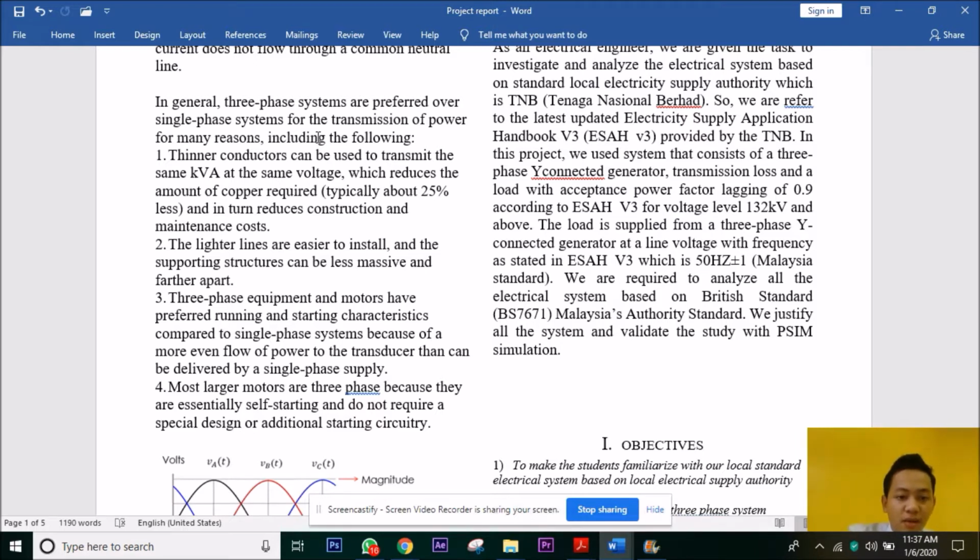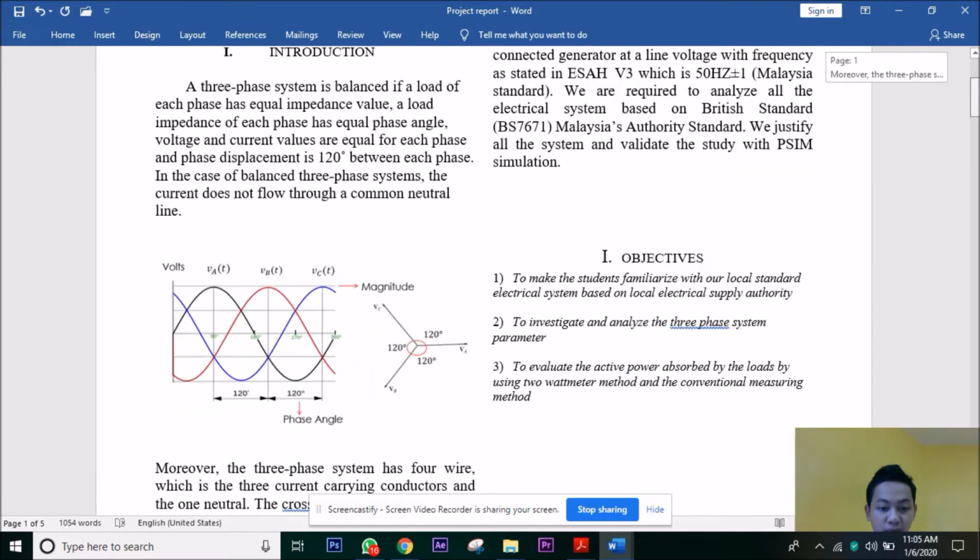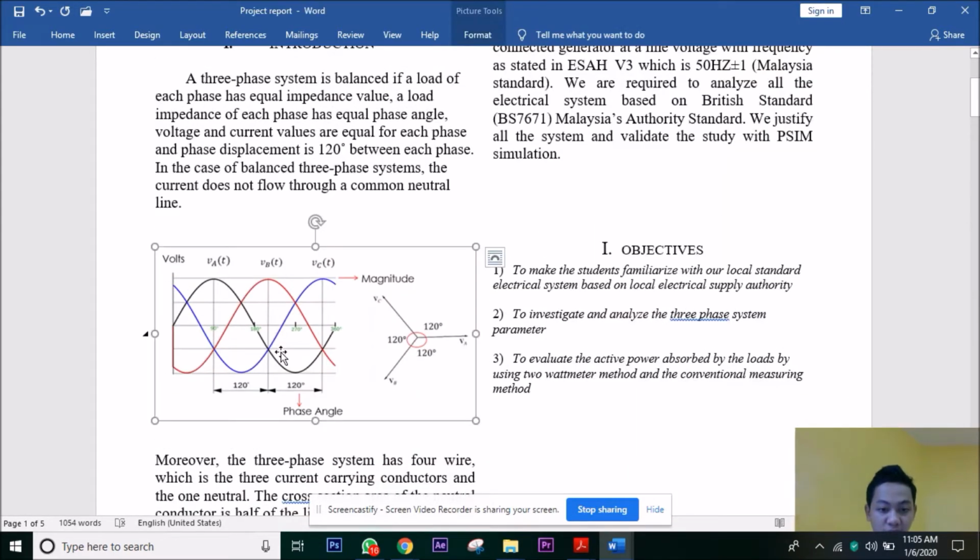Third, three-phase equipment and motors have better running and starting characteristics compared to single-phase systems, because of a more even flow of power to the transducer than can be delivered by a single-phase supply. Most larger motors are three-phase because they are essentially self-starting and do not require a special design or additional starting circuit. This diagram shows that in a three-phase system the angle between the three phases is 120 degrees.